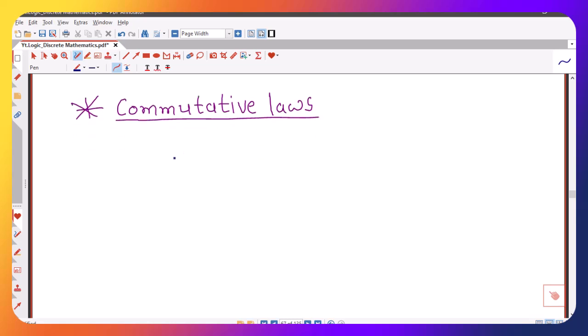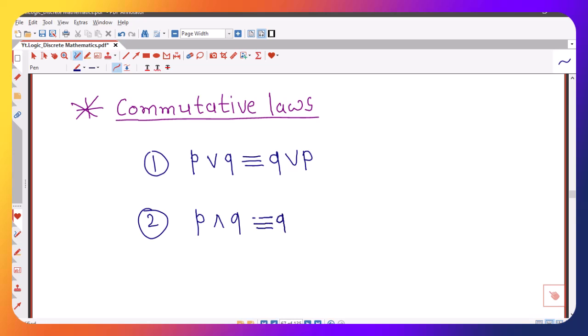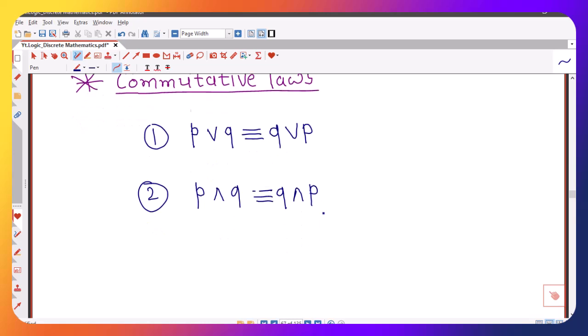Then we have commutative laws. So suppose I have two propositions P and Q, then P or Q is equivalent to Q or P, and the same thing for AND operator, P and Q is equivalent to Q and P. So these are the commutative laws.